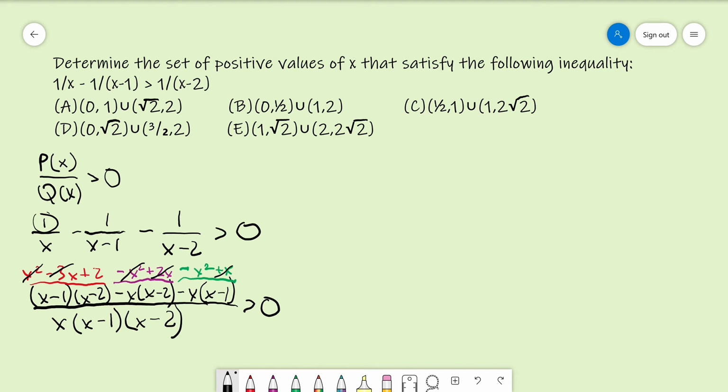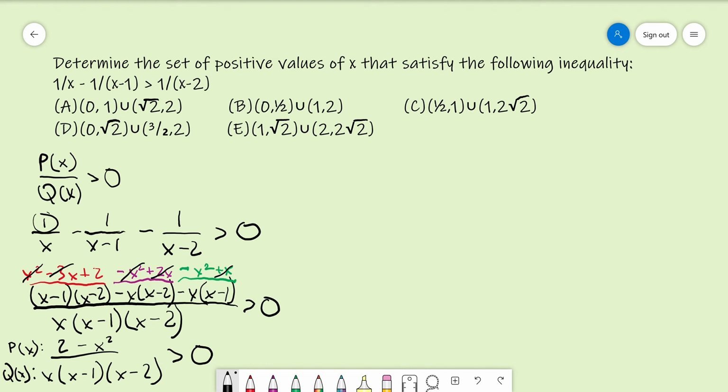So what we're left with is 2 minus x squared all over x times x minus 1 times x minus 2, and all of that has to be greater than 0. Now we have our P of x, which is 2 minus x squared. And our Q of x is x times x minus 1 times x minus 2.